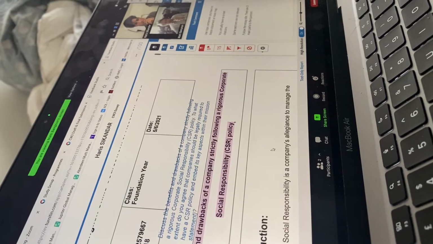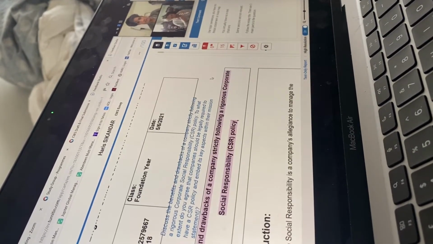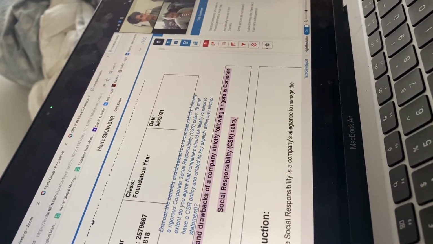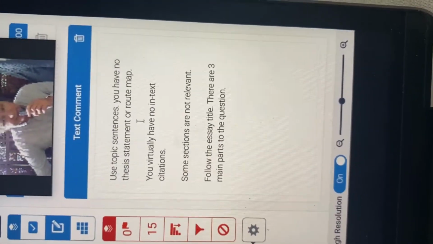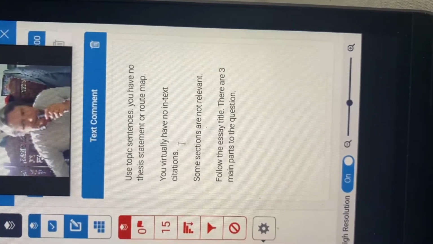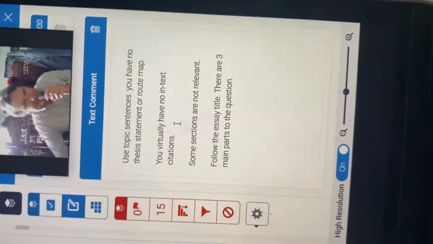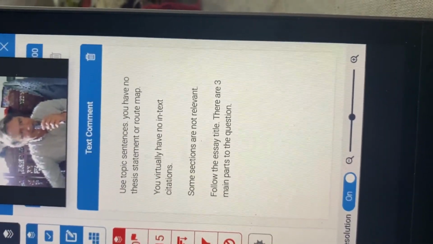So this is the first draft, of course, and the final one is due week after next, because next week is presentation week. You use topic sentences, but you have no thesis statement or route map. We'll talk about that in a minute. You only have one in-text citation, and some sections are not relevant to the title.